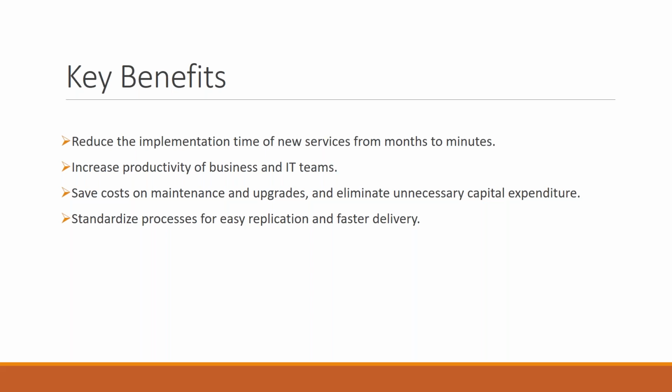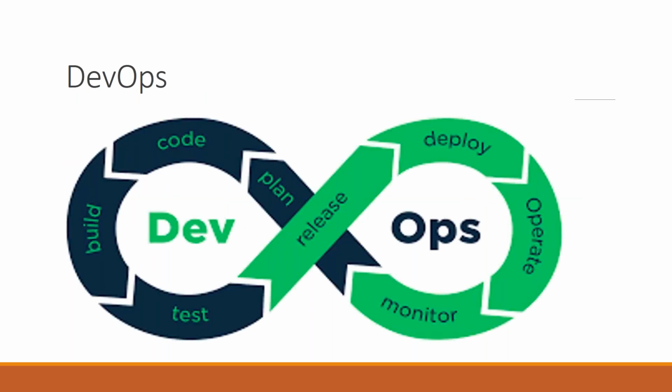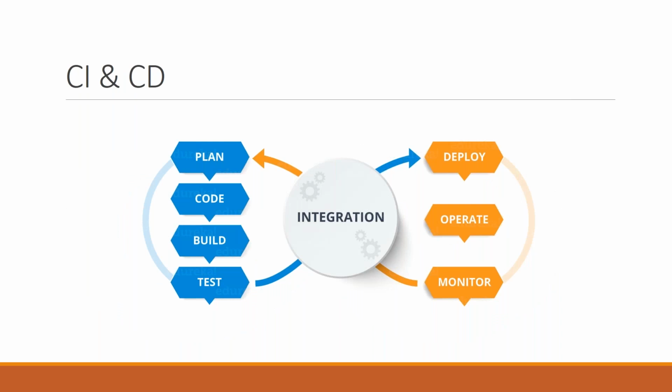Now, as you see here, this is what the diagram looks like. On the left side, these things come under the development part, and on the right side, whatever you see here comes under the operation part. Let's focus on CI/CD. CI stands for continuous integration.